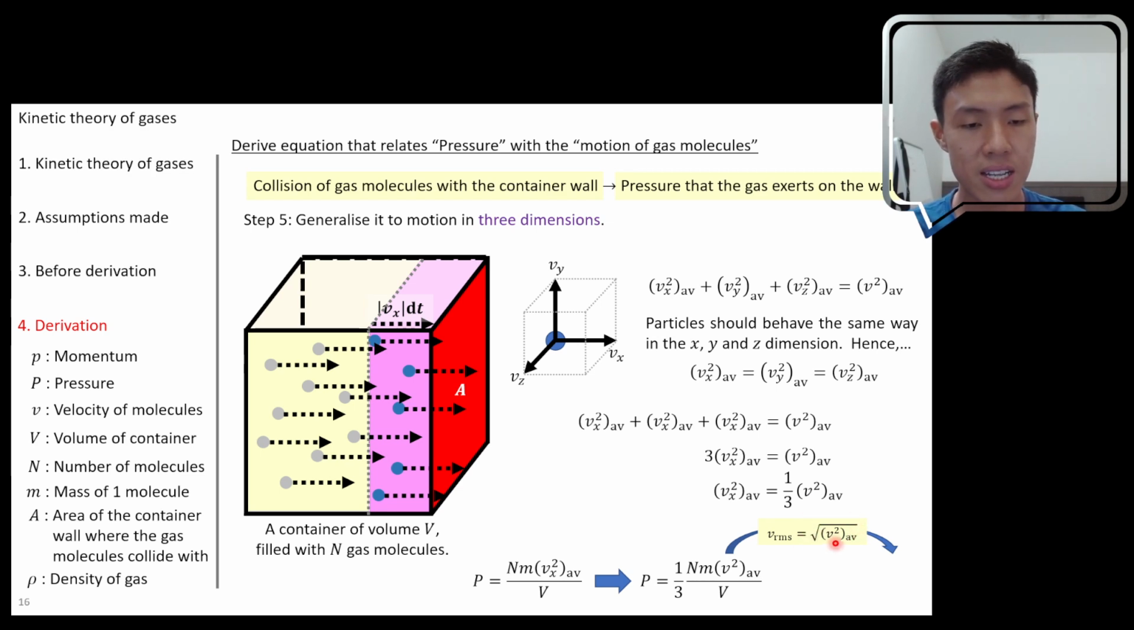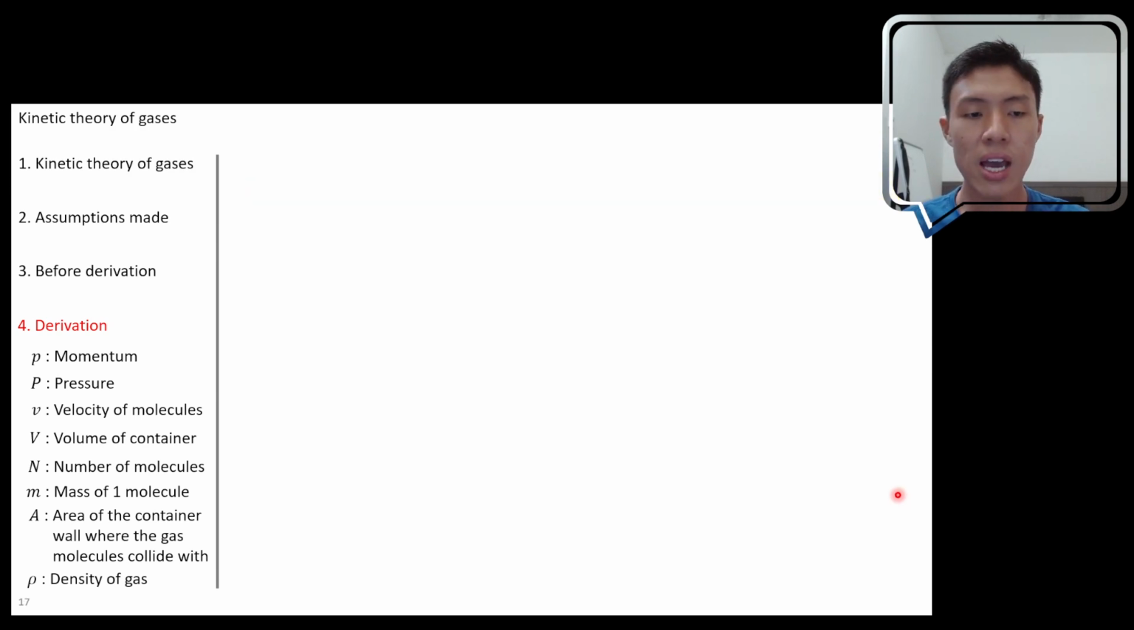So by seeing that, V squared average here can be replaced by taking this equation and squaring both sides. So this will be VRMS squared is equal to V squared average. So we are going to replace this V squared average here with VRMS squared. So this is how we get the equation P is equal to 1 over 3 times N M VRMS squared divided by V. Okay, I wish to explain more clearly what root mean square speed is.